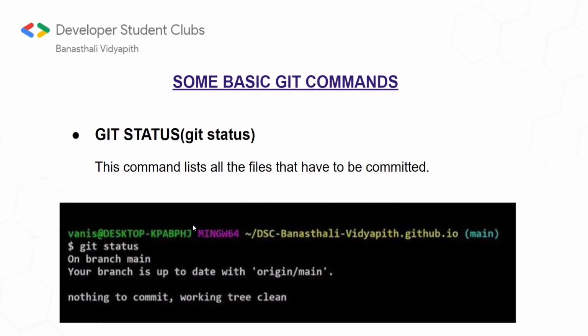Next command is git status. Now, this command lists all the files that have to be committed. In the following example, I've neither added any files nor modified one, so it is saying that we have nothing to commit. So basically, it just updates you on whatever changes you have made in your repository.